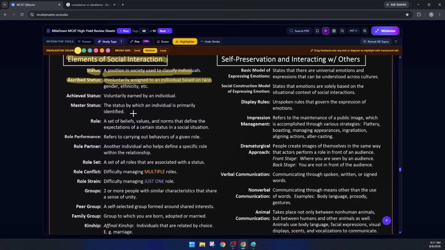Involuntary means you're just assigned to this because you were born that way. So things like race, gender, ethnicity, those are your ascribed status. Achieved status is something you voluntarily earned. So for example, you are a lawyer. That is your achieved status. You voluntarily earned that. Race, gender, and ethnicity are something you didn't voluntarily earn. You were just born that way. So that's why we call it ascribed status. You're just ascribed that way.